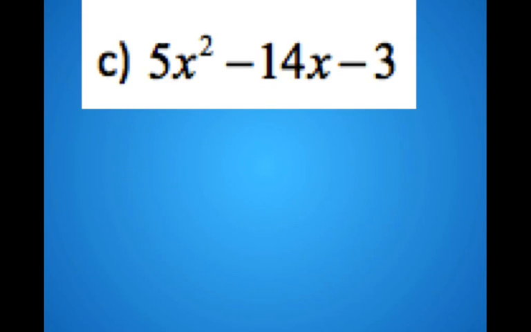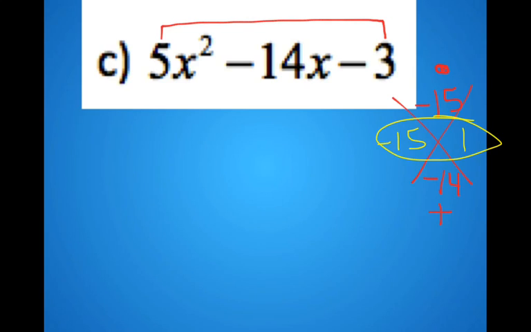Okay, the third one, we want to multiply these 2 together, the first and the last, and that would give us negative 15, and then we want to make sure that the 2 numbers will add up to be negative 14. So we think about what the numbers could be, and let's see, that would be negative 15 and a positive 1. So we're going to go ahead and rewrite the middle term using those 2 terms. So it's going to be minus 15x plus 1x, and then minus 3.